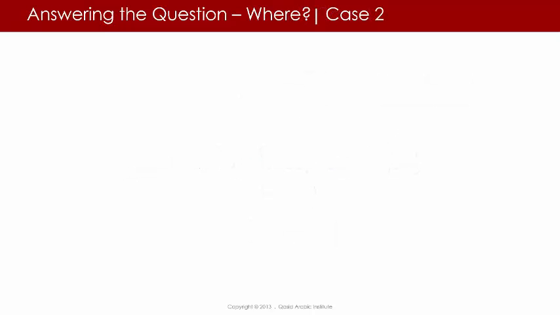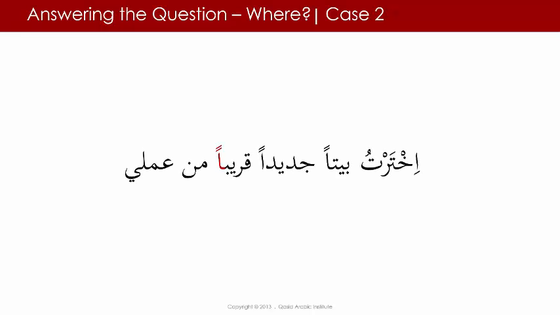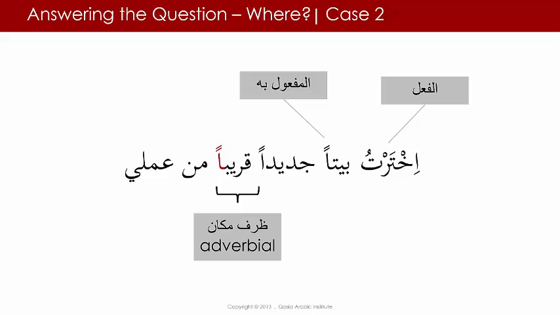In case two, we have the sentence answer the question where. So the first sentence that we looked at previously, when we looked at Baytan, it answered the question what? What is being chosen? Now we're looking at case two with the question where is this being chosen? So اخترت again is our verb. Of course, we know that Baytan is the maf'ul bihi or the object of the verb and is in the mansub case. But then also qariban is in the mansub case.